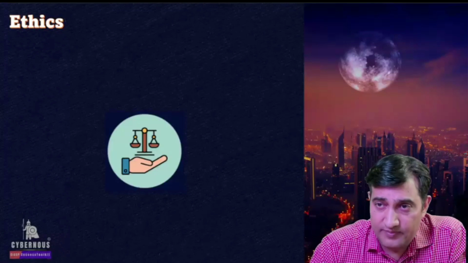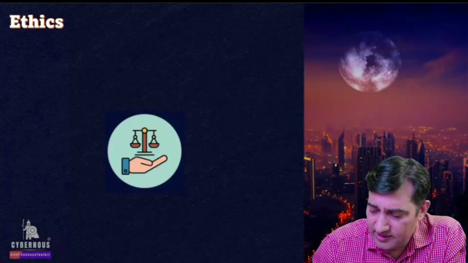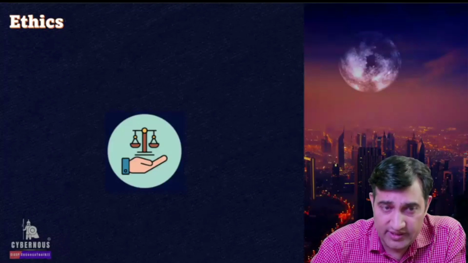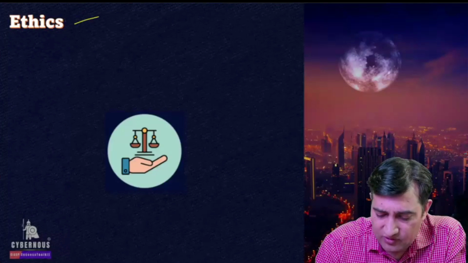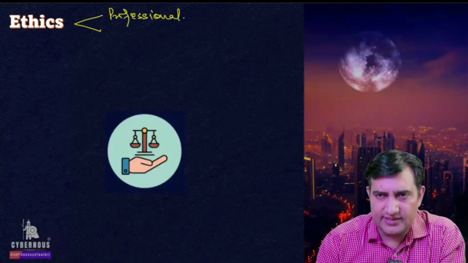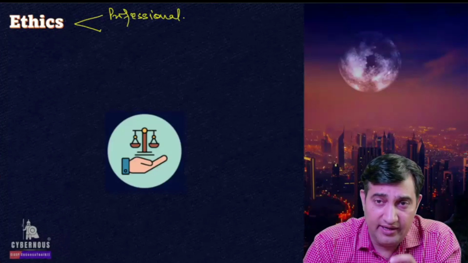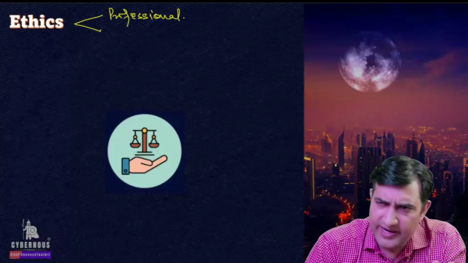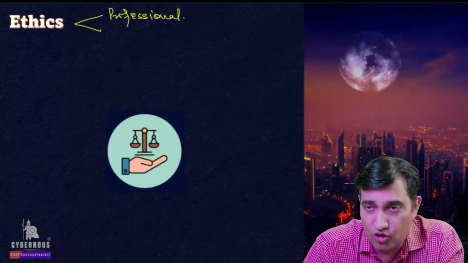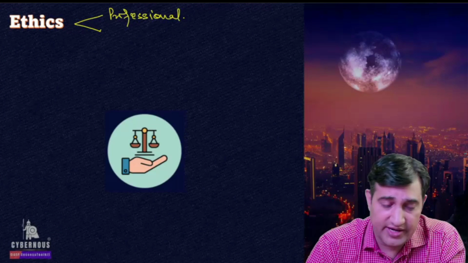So the first objective talks about ethics. There are three things we need to understand. First, we need to understand what ethics is. And then there is also a mention of professional ethics. Professional ethics is the ethics followed by any professional, whatever the profession. For example, a doctor needs to have ethics related to their own industry.